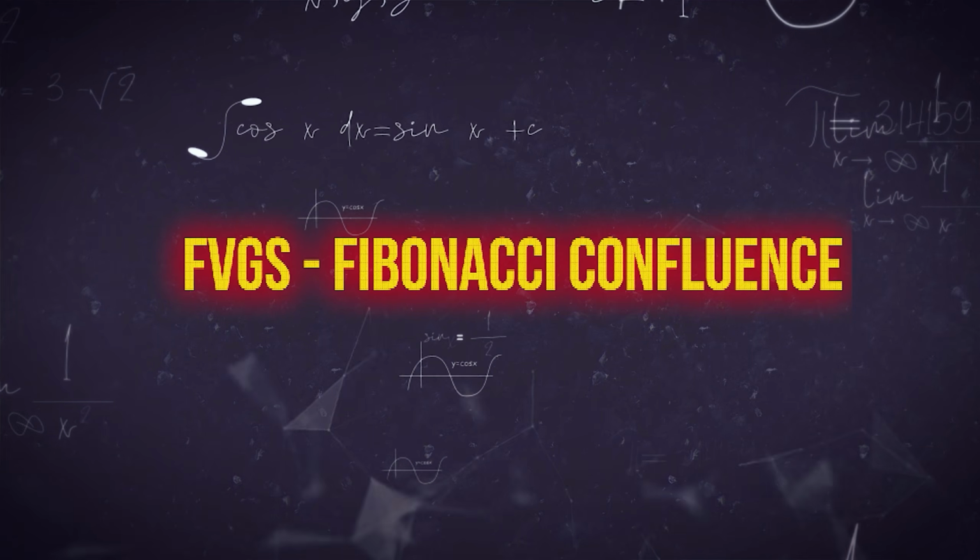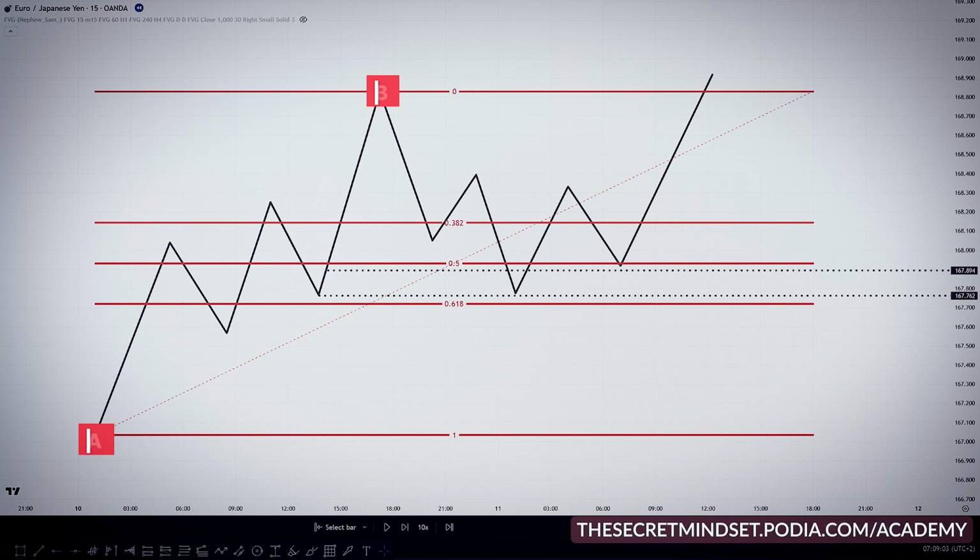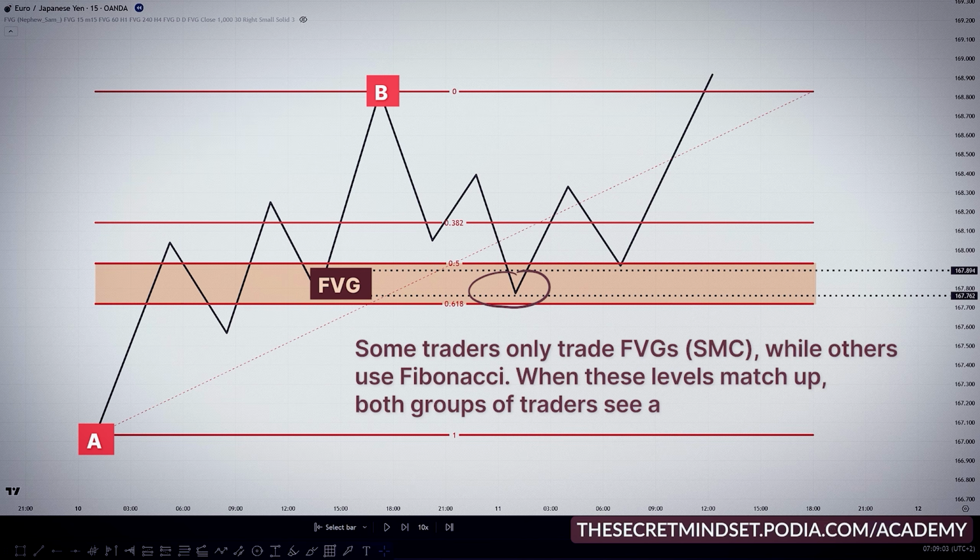Fibonacci levels match natural market moves, and when they line up with fair value gaps, they create strong trade opportunities. Think of it like using 2 different tools that point to the same spot. It makes that spot much more special. The magic happens because different types of traders watch different things. Some traders only trade fair value gaps, while others only use Fibonacci. When these levels match up, both groups of traders see a good trade opportunity. This creates more buying or selling pressure at that exact spot.